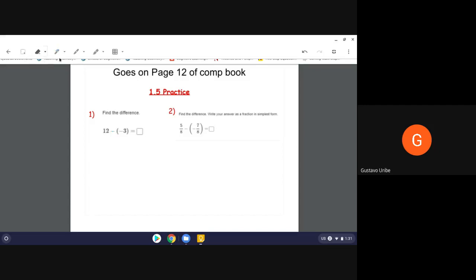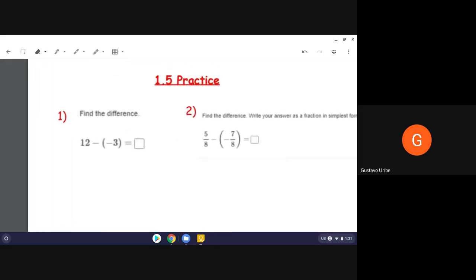Let's try it utilizing keep, change, which we talked about last section. And remember, keep, change can only be done when you see a minus sign in between the 2 numbers, when it is a subtraction problem. So I drew my arrows. There's keep, change. Okay, CC. 12, I'm going to keep this the same. The negative, I'm going to change that to its opposite, which is a positive. And the negative 3, I'm going to change that to a positive 3.